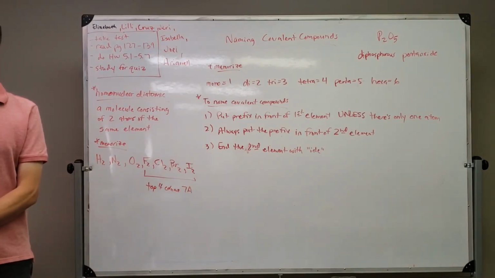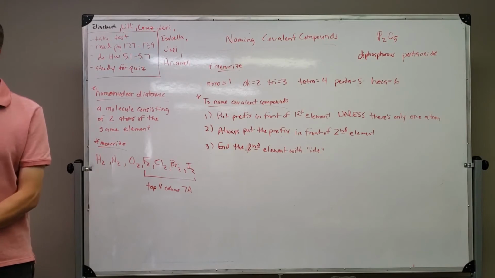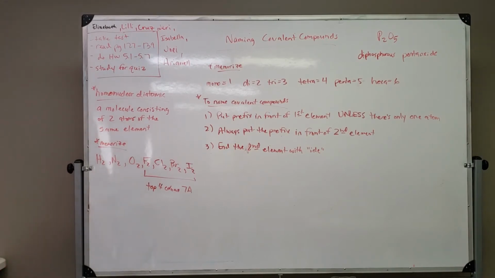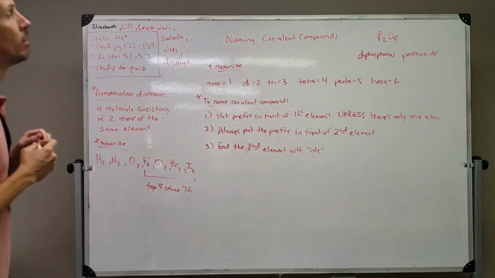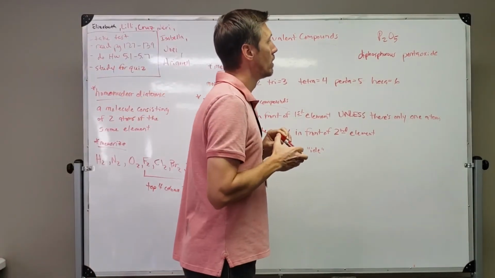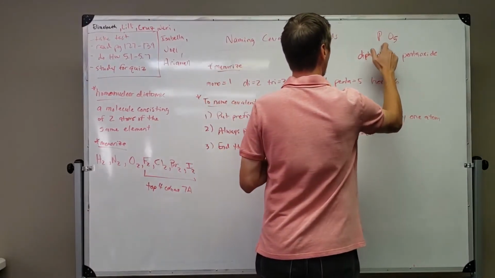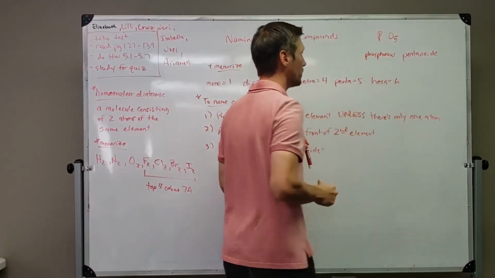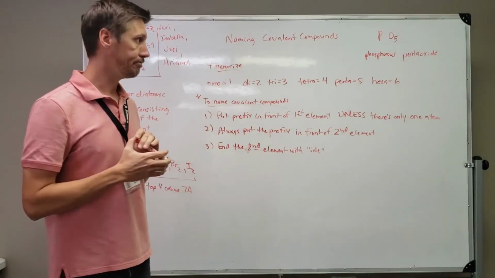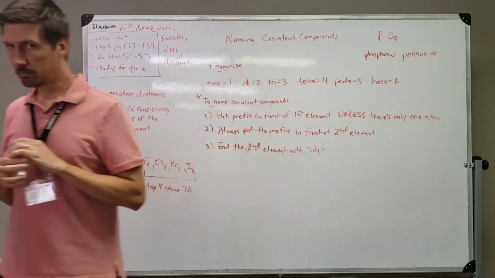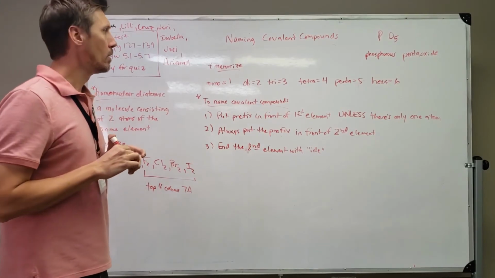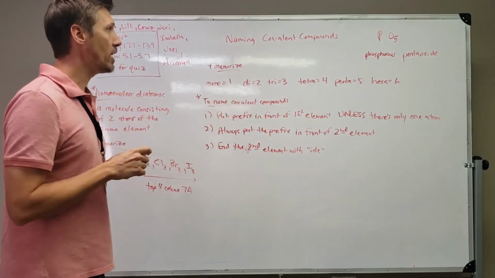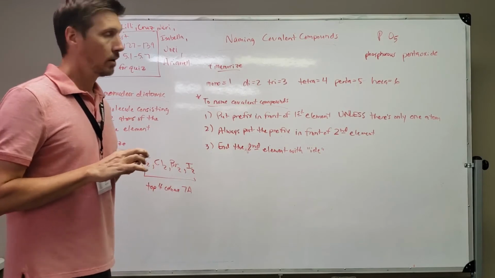Make sense? Simple enough? A little bit more complicated than the ionic compounds, but still not hard, right? And if that was PO5, it would just be phosphorus. Her question was, what if they had given us this? You would just remove it. There would be no prefix on the first one. So when do we use mono? If it's on the second one, only one? Yep. You'll never have mono on the first one, only on the second one.